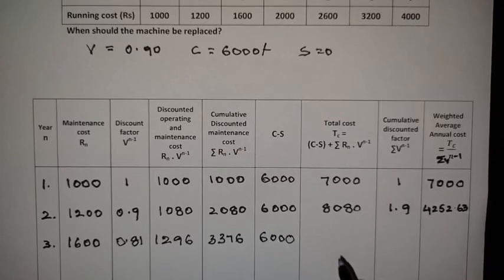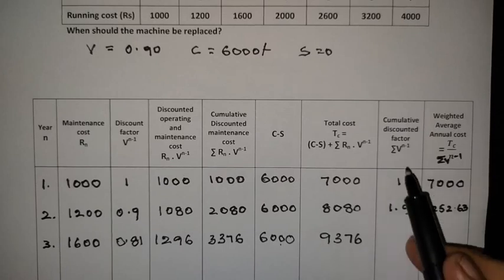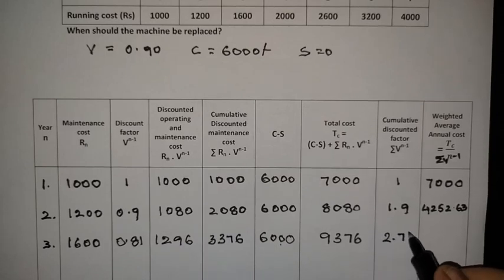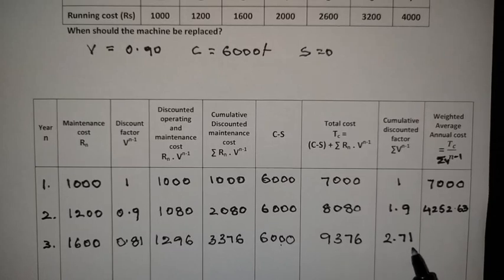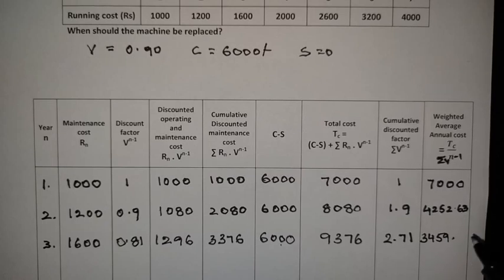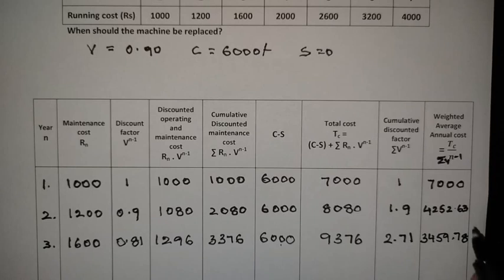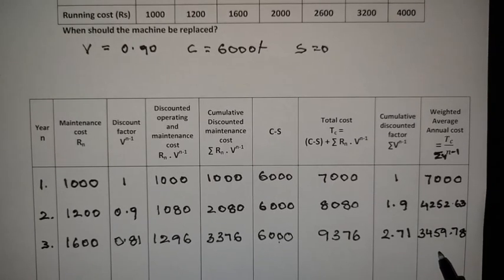C minus S is 6,000, we know already. Next, 6,000 plus 3376 is 9376. Next, sigma v power n minus 1 means 1.9 plus 0.81, you will get 2.71. And next, 9376 by 2.71, you will get 3459.78. If you observe this, again the weighted average value has decreased. So let's go for the next year.